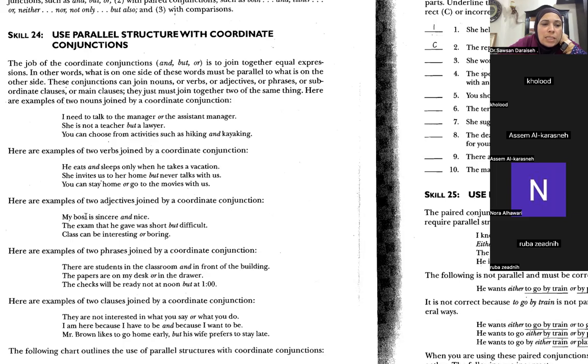More examples. The next set of examples is a set of two adjectives joined by a coordinate conjunction. Sometimes you want to describe someone, or describe people with more than one adjective, say my son, my daughter, my friend, the workplace. One adjective is sometimes not satisfying to us, right? How do we do that?